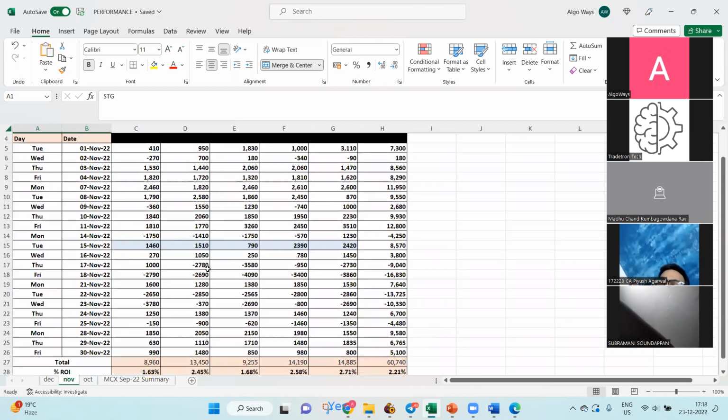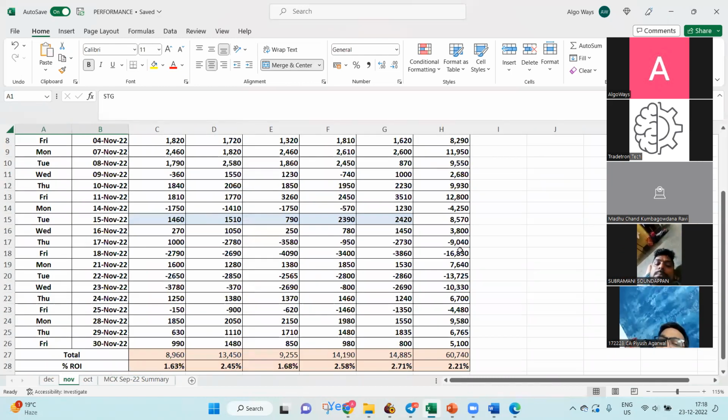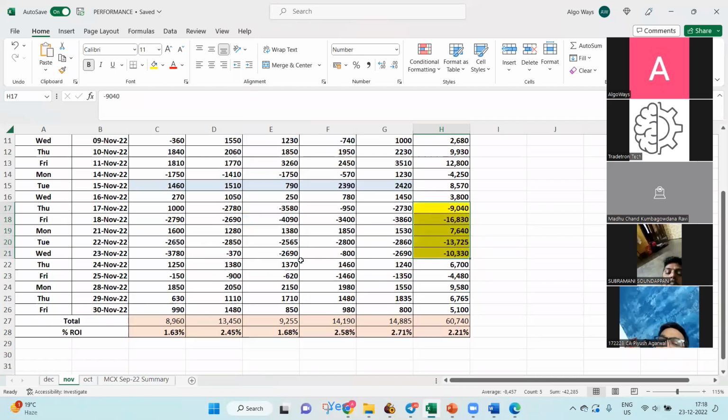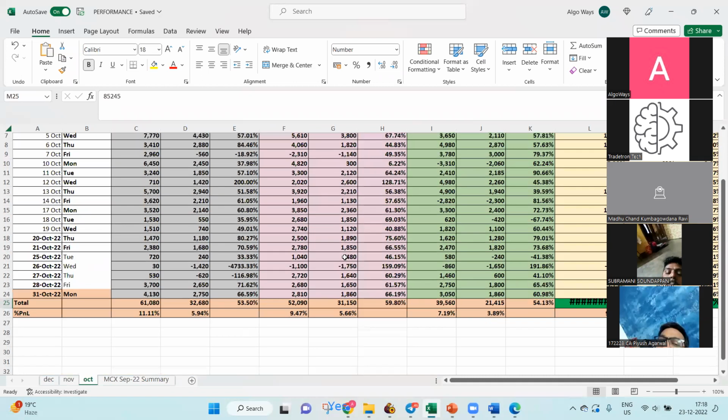November also was not a good month. In November, we had 4 to 5 consecutive days of stop loss in the first week of the expiry. These are the days, starting from 17th till 23rd, 24th, it was very bad. So after all that, we ended up with around 2.21% return. October was good. October, we ended up around, one second.